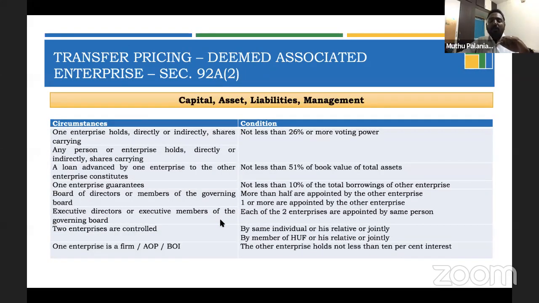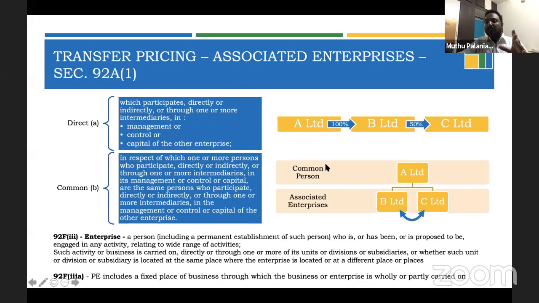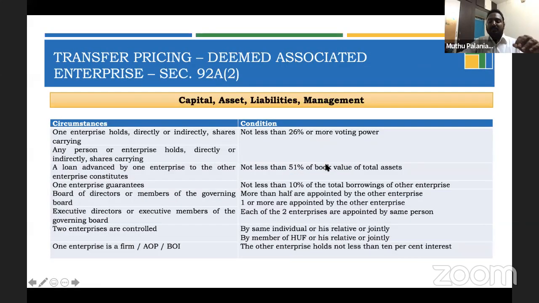The first one is about holding. We said in this, A owns 100% in B, and B owns 50% in C. So what is the minimum percentage that is required to call one an associated enterprise? The common holding, the direct holding, or the indirect holding has to be at least 26% of voting power. Only then will it be called an associated enterprise.